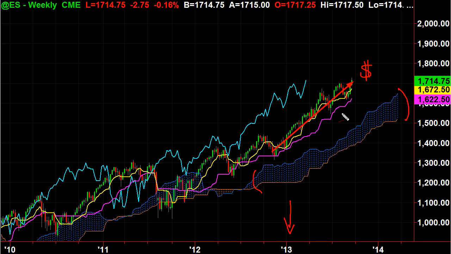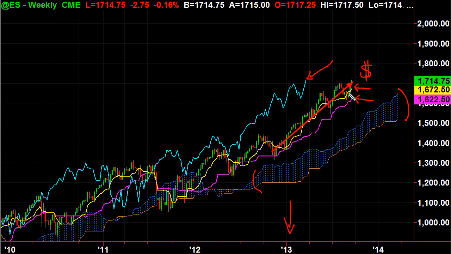Now, I'm using a weekly chart because it's going to show the trend a lot better. And then the yellow line here is the turning line. It's the fast-moving average. The purple line here is the standard line. It's the slower-moving average. And then this blue line here is called the lagging line.